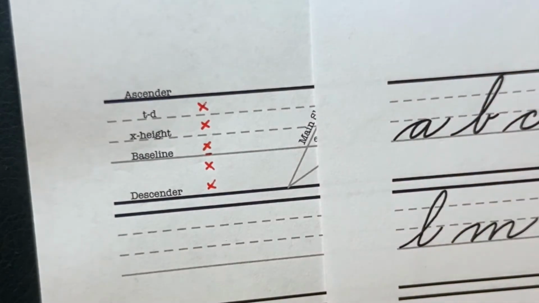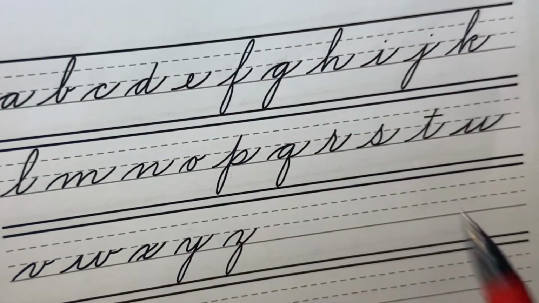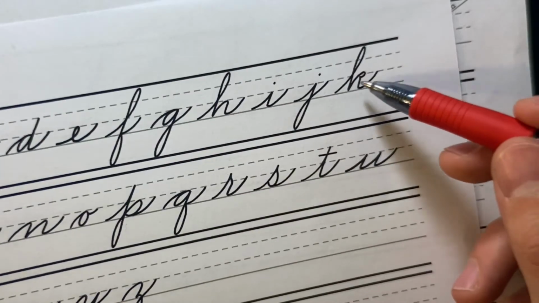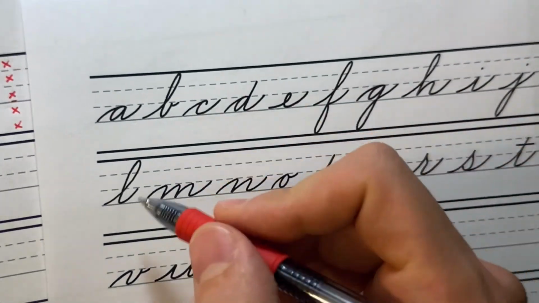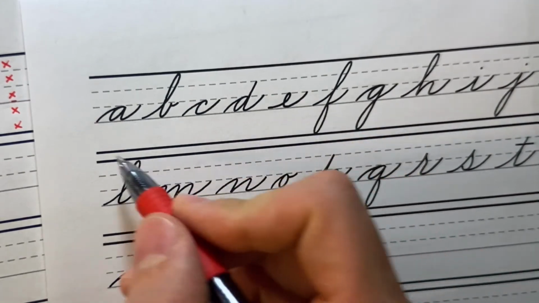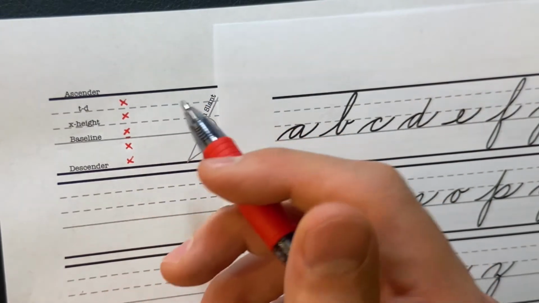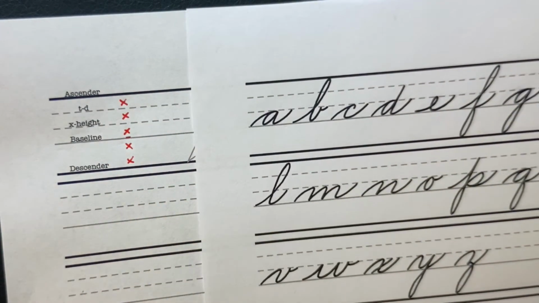Now, we talked about ascending loops with the B, and we have our ascending loop letters, which are the B, the F, the H, the K, L. And all of these letters have loops that go above the X height, and they go all the way up to our ascending line, our ascender line, which is also called the top line, okay? So all those letters are going up to the same height.